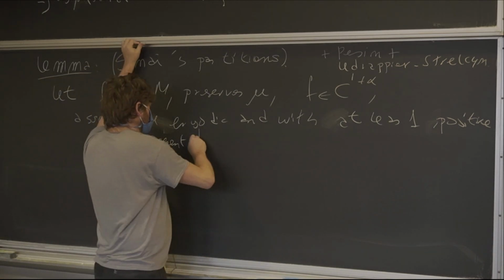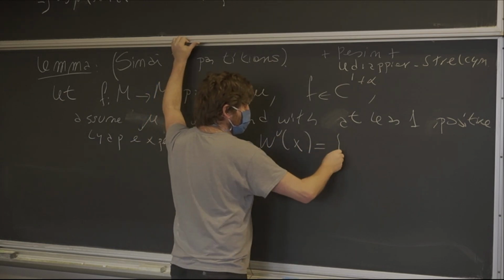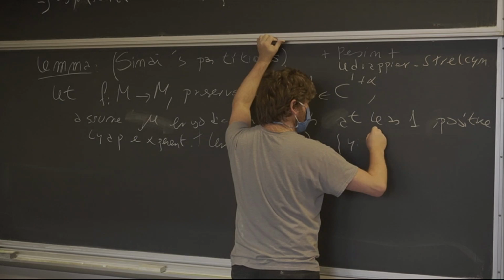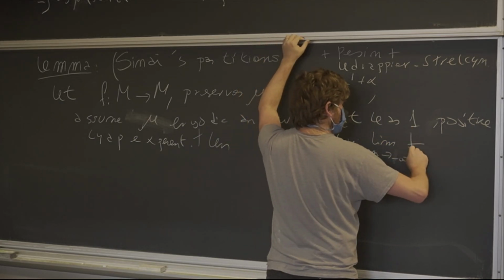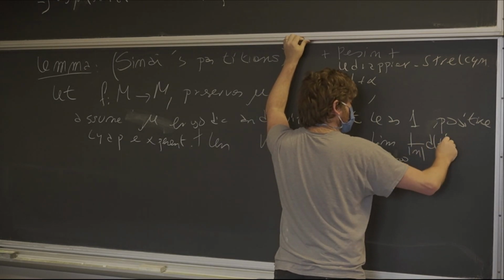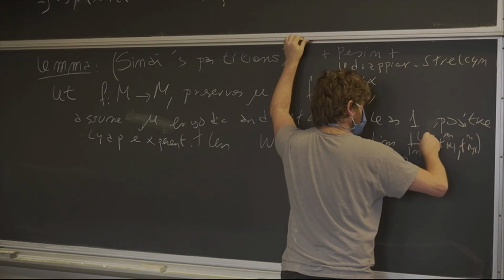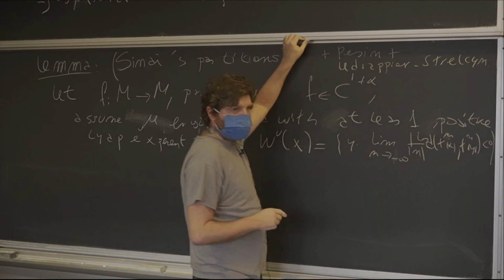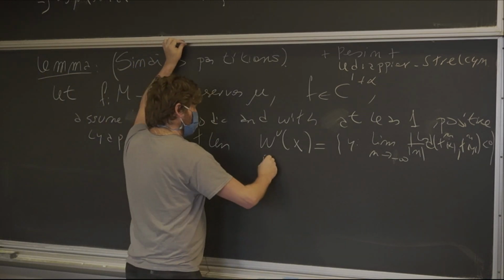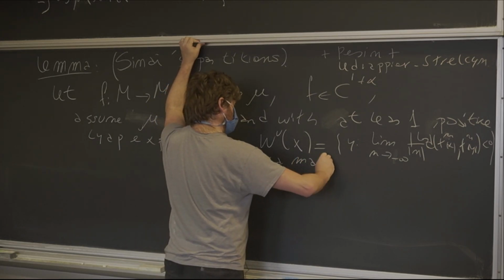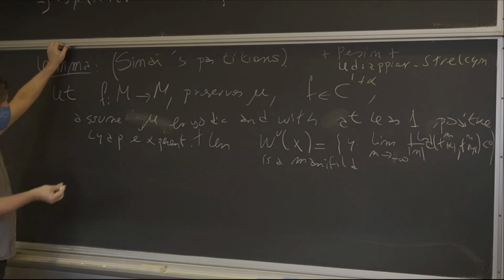Then, just to complete the picture, W^u(x) is the set of y such that the limit as n goes to minus infinity of 1 over n log distance of f^n x to f^n y is negative. So that's how you define the unstable manifold. This is a manifold, so that's Pesin, of a fixed dimension, which is the number of positive exponents.